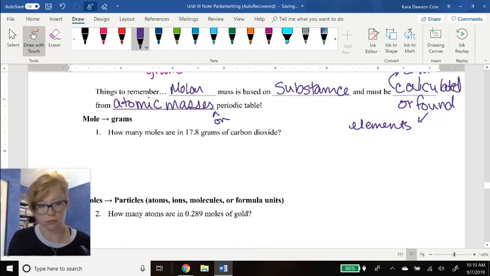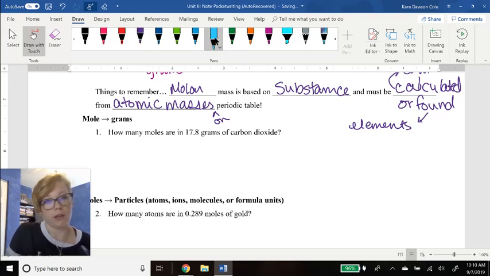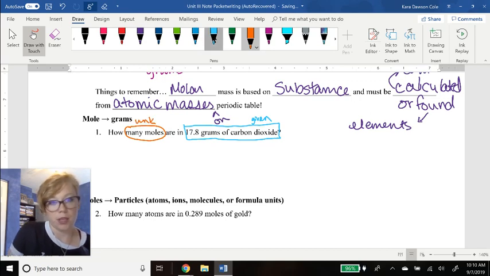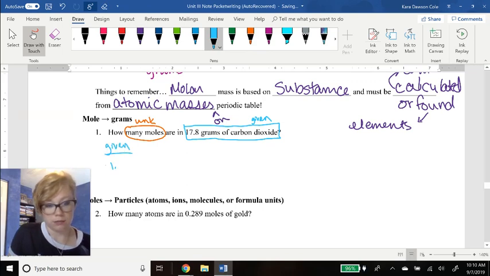How many moles are in 17.8 grams of carbon dioxide? Well, here's the first thing that I need to do. I need to write down what I'm given and what I'm looking for, so my given and my unknown. Okay, so I am given 17.8 grams of carbon dioxide.